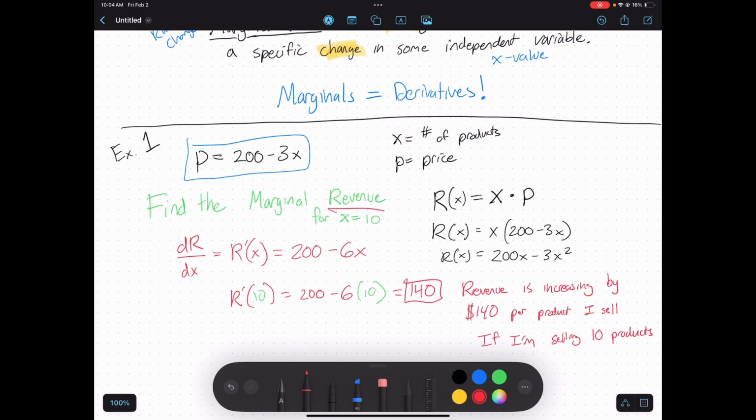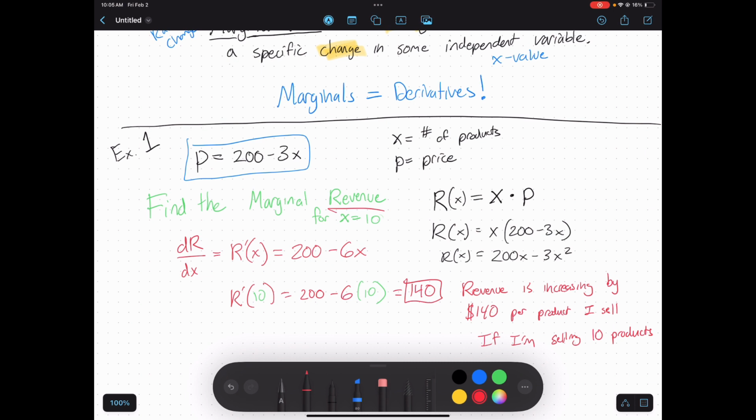My revenue is increasing, right? It's my change in revenue as I increase the number of products I make by 1. Okay, but this is specifically at 10. So this rate of change wouldn't apply if I was producing 5 products or 20 products. It only applies if I'm selling 10 products and I want to increase it to 11.